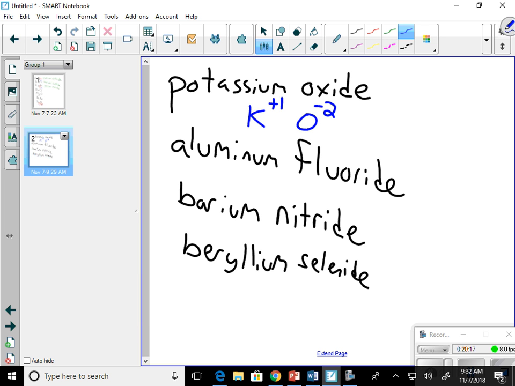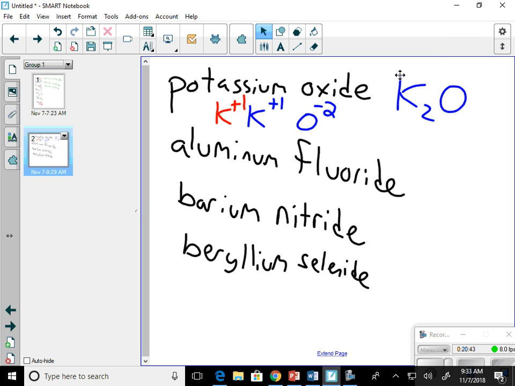Close. K2O. That subscript after the K means I need 2 potassiums. Because if I have a second potassium, I now have a +2 charge and a -2 charge. The two balance each other out, which means my electrons gained must equal my electrons lost. So again, as we do these problems, you need to know the charges of the elements and then figure out the formula. Let's look at the next one, aluminum fluoride.